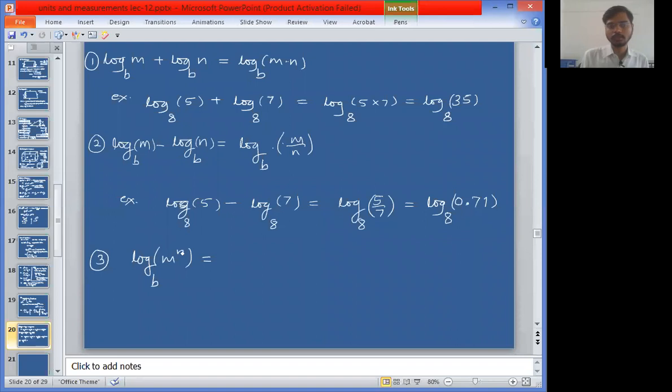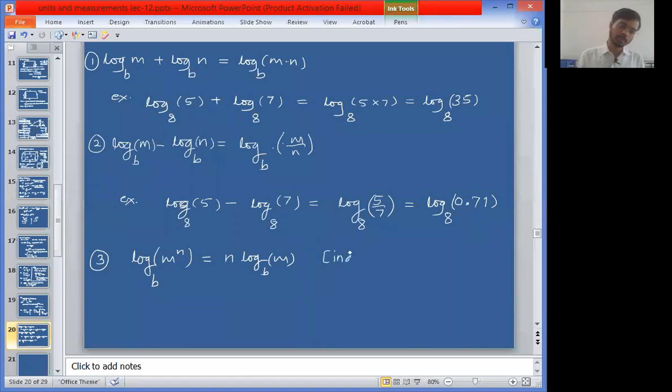Log of m raised to n is n log m. This index can be taken out of the log. Try to understand. I am repeating it again and again so that we can remember it. This statement must become part of you. Log of m raised to n is n log m. This n you can take outside. Index can be taken out of the log.